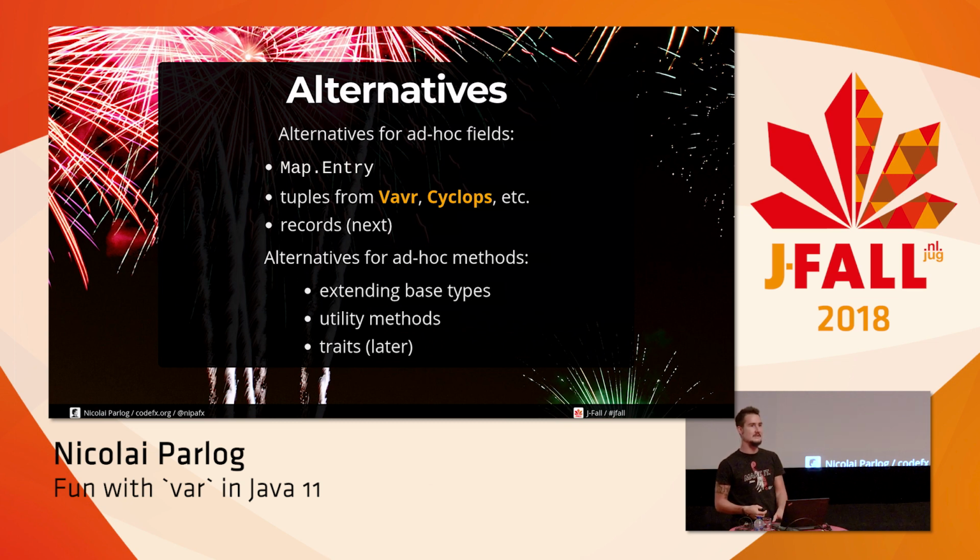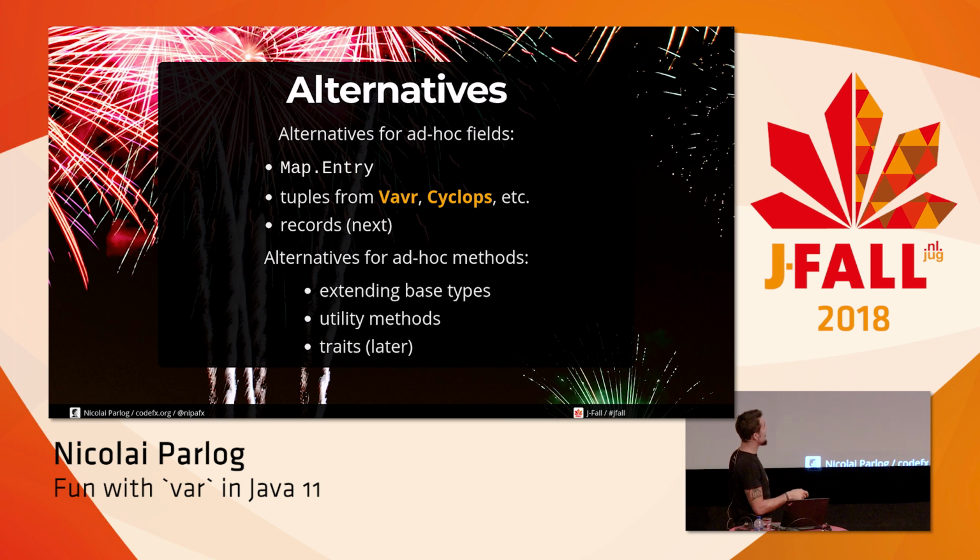If you're on Java 9 or later, you can use the entry method, lowercase e, on Map, and it will create one of these entries for you. It used to be, I think, new AbstractMap.SimpleEntry or something that was totally painful. This is much better now. If you're going to go beyond two, or if you don't want to misuse a class that's not intended for that purpose, you can use tuples from your favorite functional programming library, or you can use records, and I'll show you that in a minute.